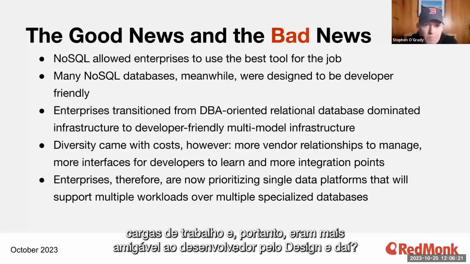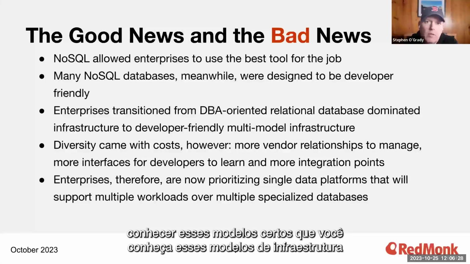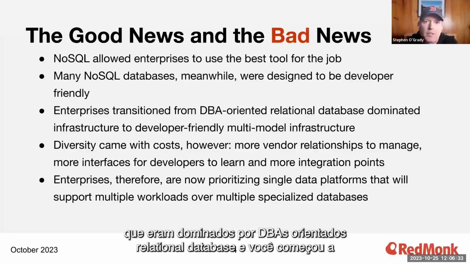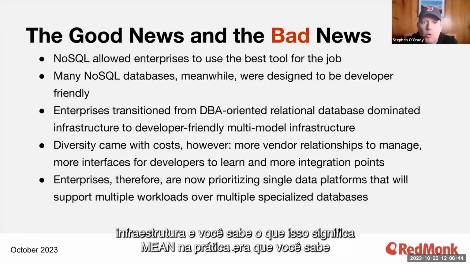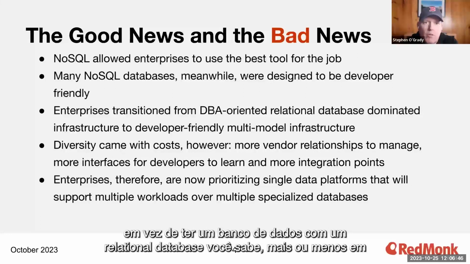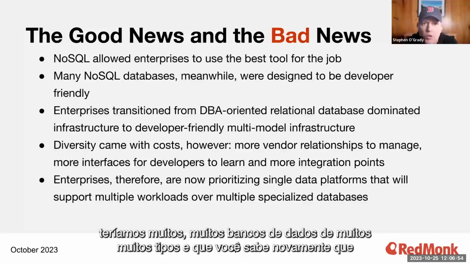So what ended up happening was that we had a transition, and enterprises went from these models, right? That these models for infrastructure that were dominated by DBA oriented relational databases, and began to incorporate developer friendly multi-model infrastructure. And what that meant in practice was that rather than have one database, a relational database, at the core of a given application infrastructure, we'd have many databases of many types.